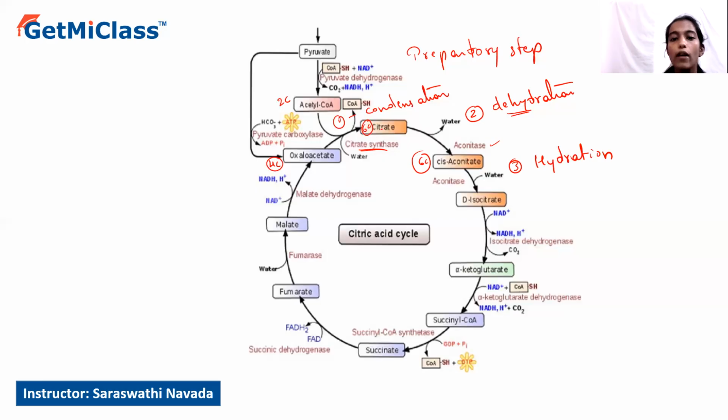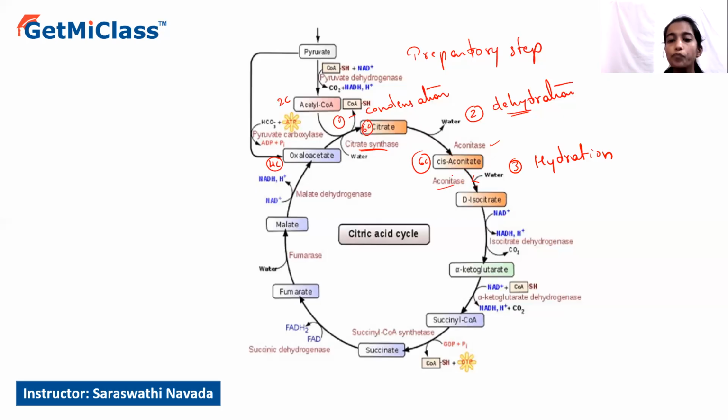Generally here, when water is removed, it will be removed from the second carbon atom of the citric acid to form cis-aconitate. Then to the cis-aconitate, at the third carbon atom, a molecule of water will be added, and thus it results in the formation of an isomer of citric acid that is called isocitric acid. Both reactions here, the formation of cis-aconitate and isocitrate, are catalyzed by the same enzyme that is called aconitase. So both the reactions are catalyzed by the same enzyme.